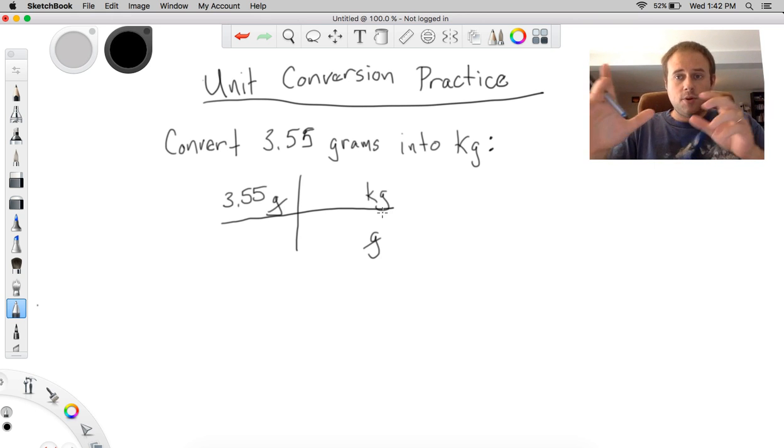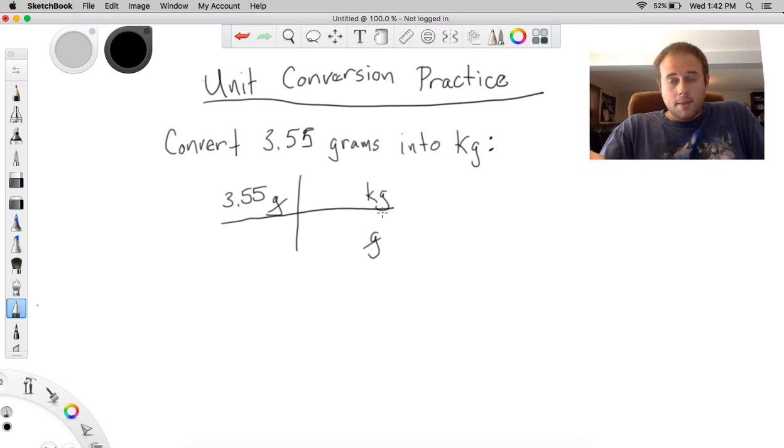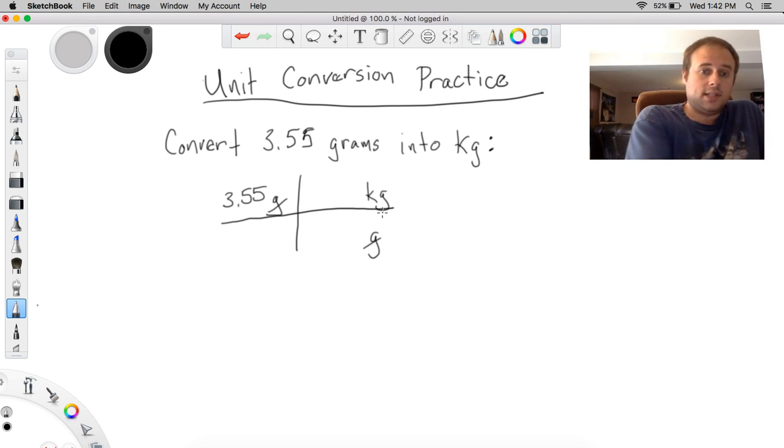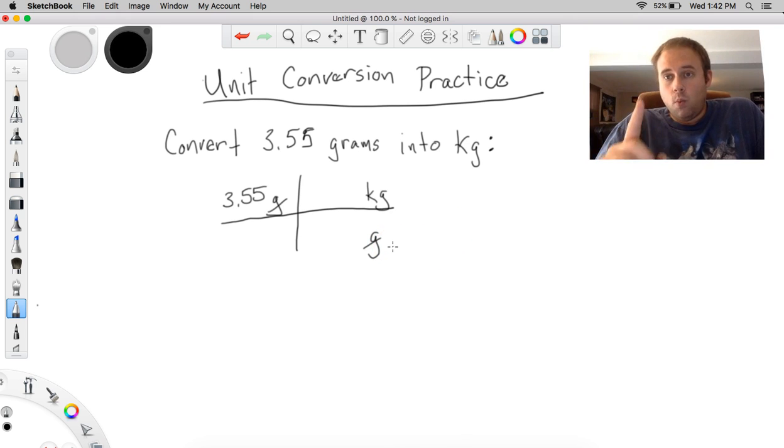Do I use a negative exponent? Do I use a positive exponent? What direction am I going in? There's an easy way to deal with this, okay? And you can do it however you want. You can multiply by negative exponents. The way that I like to do this and the way that I teach my students in lecture, you should always assign a 1 to the larger unit.